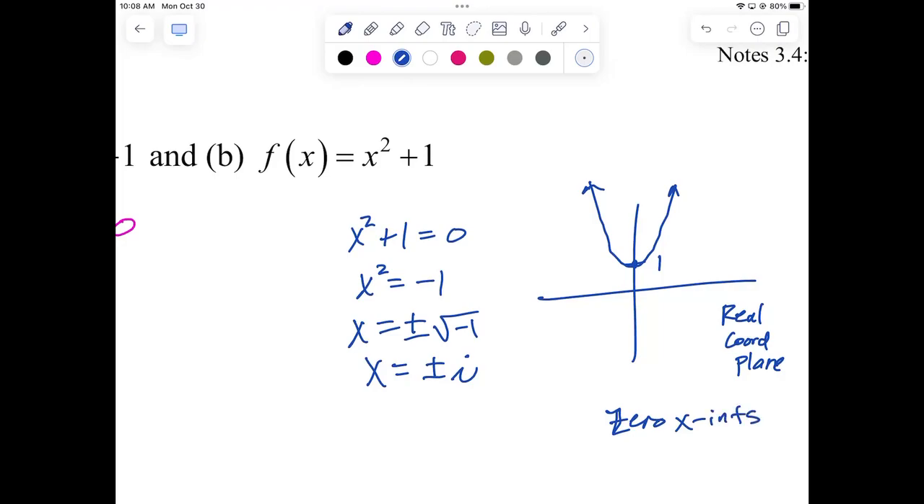And you know why we don't see any real x-intercepts? Because the two solutions are what? They're imaginary. Now, the question always comes up, how do we visualize imaginary roots on the real number line? How in the heck can we visualize imaginary roots on the real number line? You think there's a way to do it?